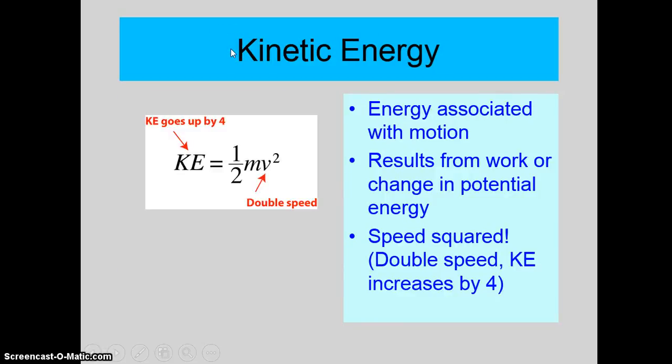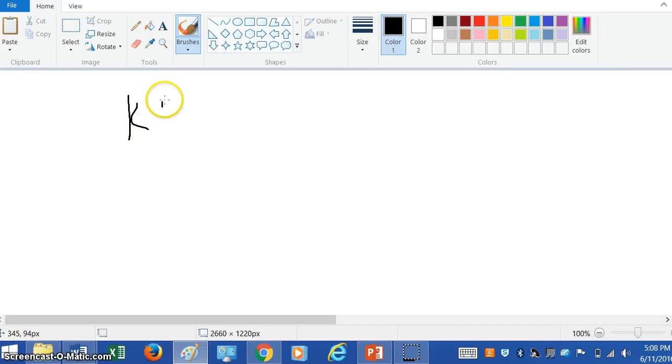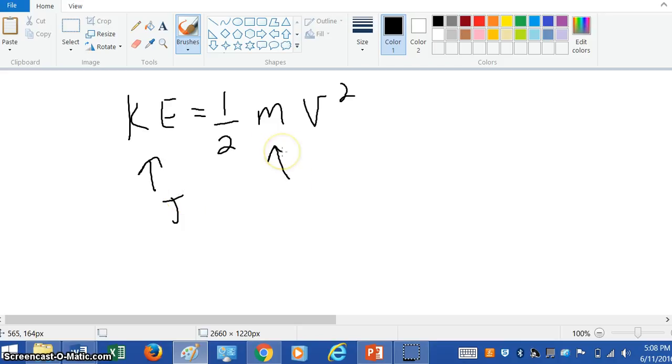So here's the equation for kinetic energy. Kinetic energy is 1/2 the mass of an object in kilograms times the velocity squared, where the velocity is measured in meters per second. The kinetic energy, just like any form of energy, is measured in joules. Again, let's go over the units: kinetic energy is in joules, the mass is in kilograms, and the velocity is in meters per second. And remember, you're squaring the numerical value of velocity.